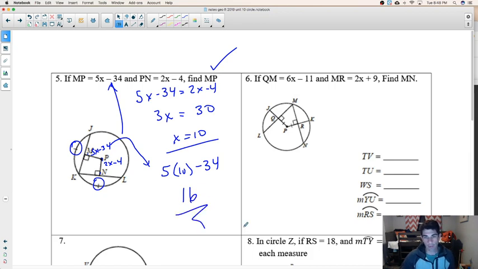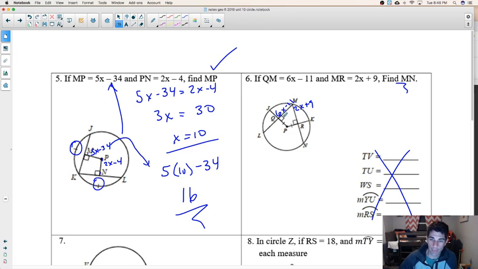All right, so if you're feeling pretty comfortable, try number 6. Ignore all of this because that's going to be down there. So you can try to answer this question here. They're telling me QM is 6x minus 11, and MR is 2x plus 9. And they want me to find the distance of MN.